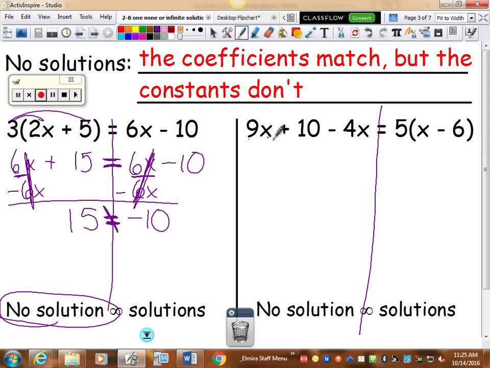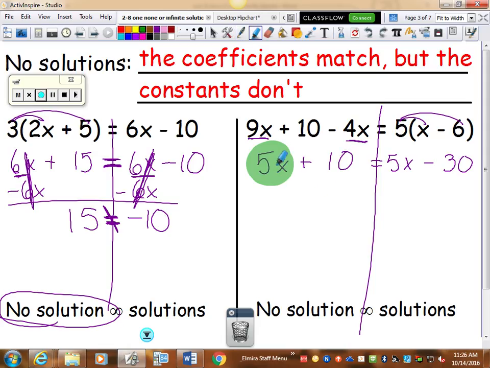So 9x, let's see, I see a distribute over here. 5x minus 30. On this side I've got 9x minus 4x, combine like terms, plus 10. Okay, I see that I've got 5x's here and here. However, that's a plus 10 and that's a minus 30. They're not the same. So that'd be no solutions.